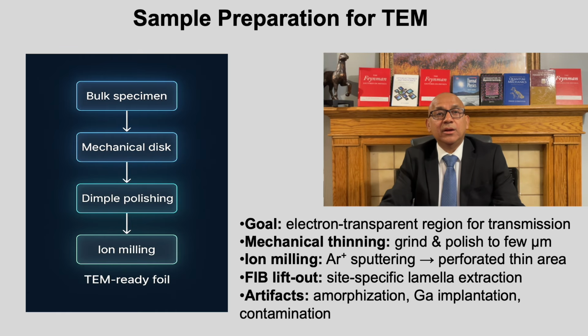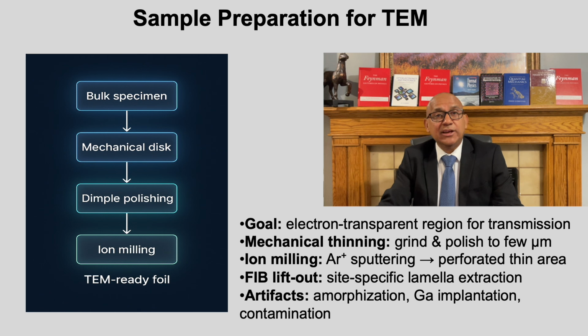TEM imaging demands samples that are extremely thin, typically less than 100 nanometers, so that electrons can transmit through them. The process usually begins with mechanical thinning, where bulk specimens are ground and polished down to a few micrometers. The goal here is to approach electron transparency without introducing scratches or strain.